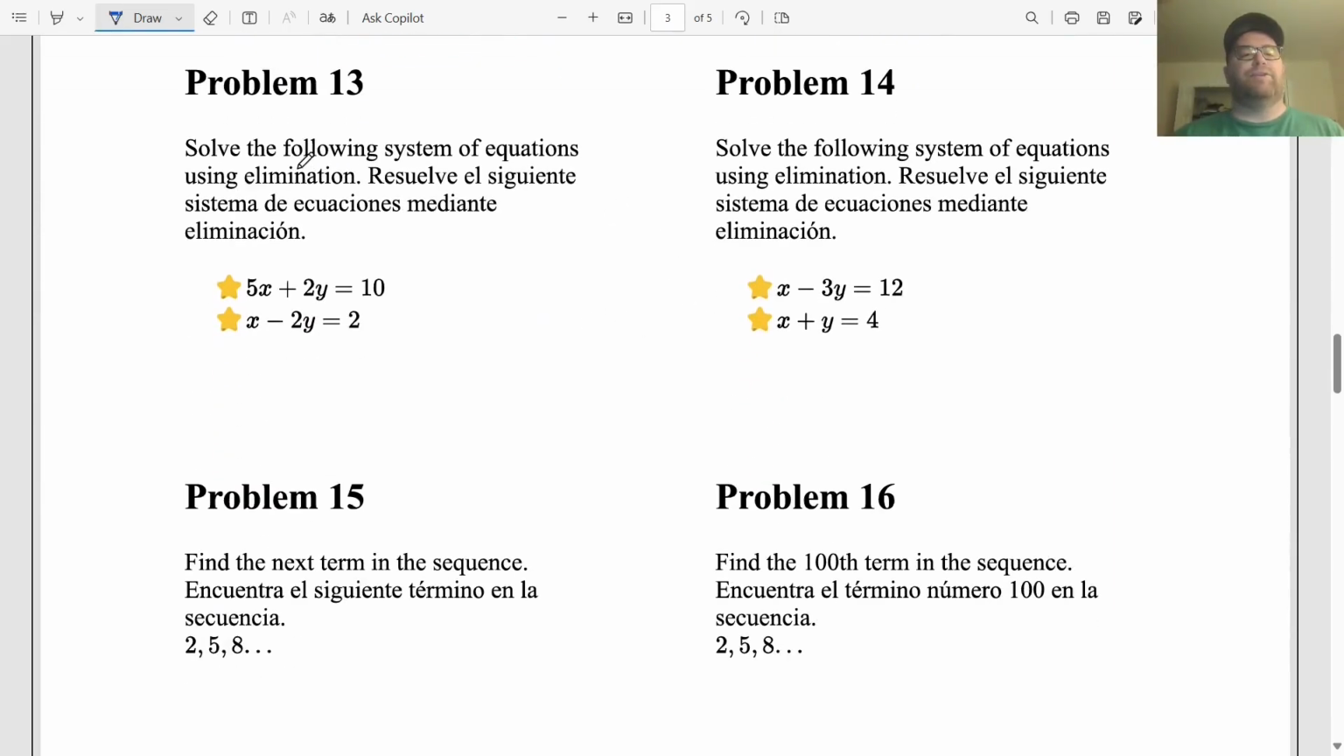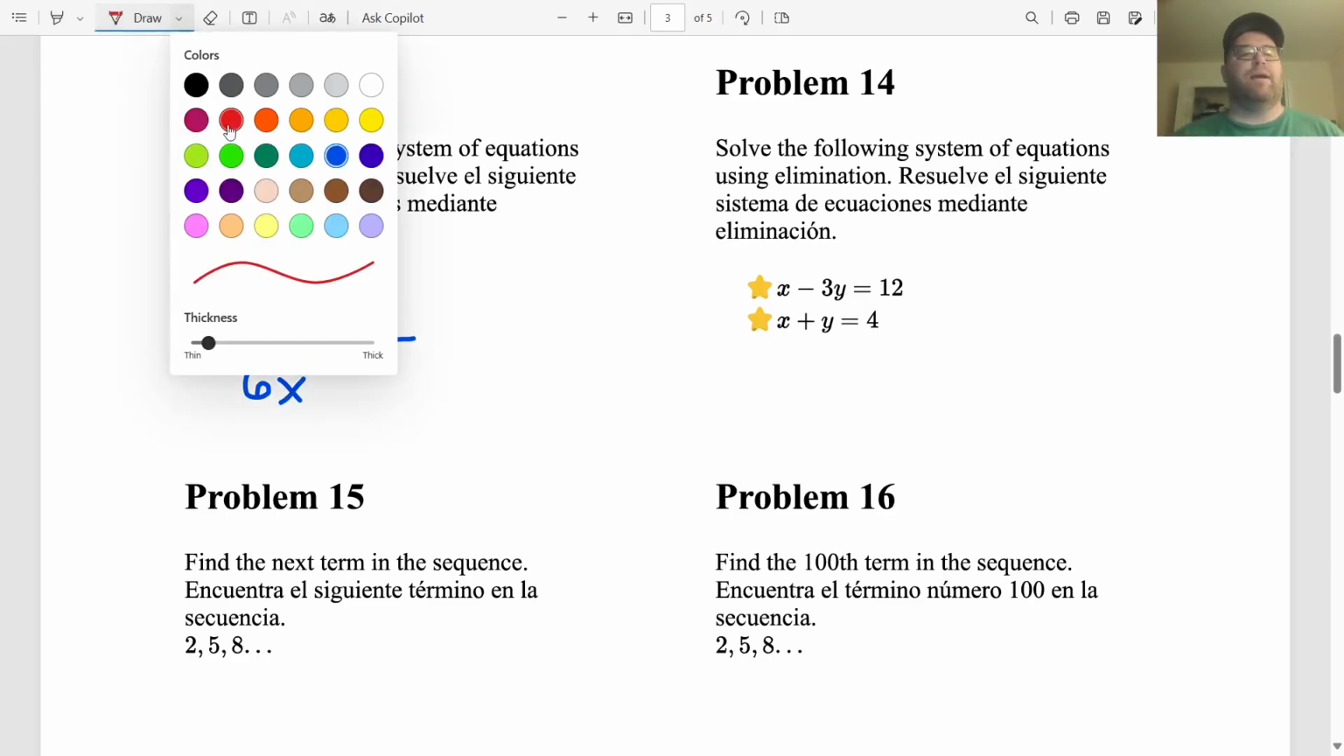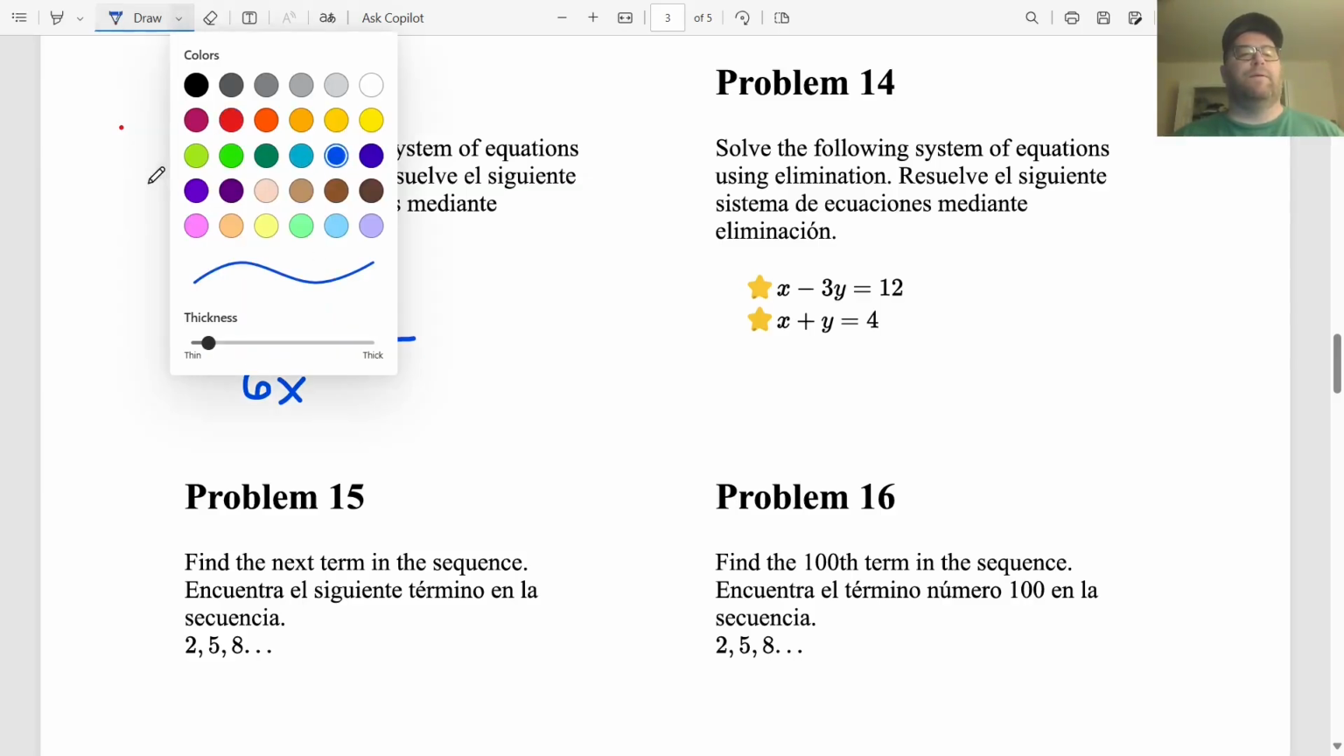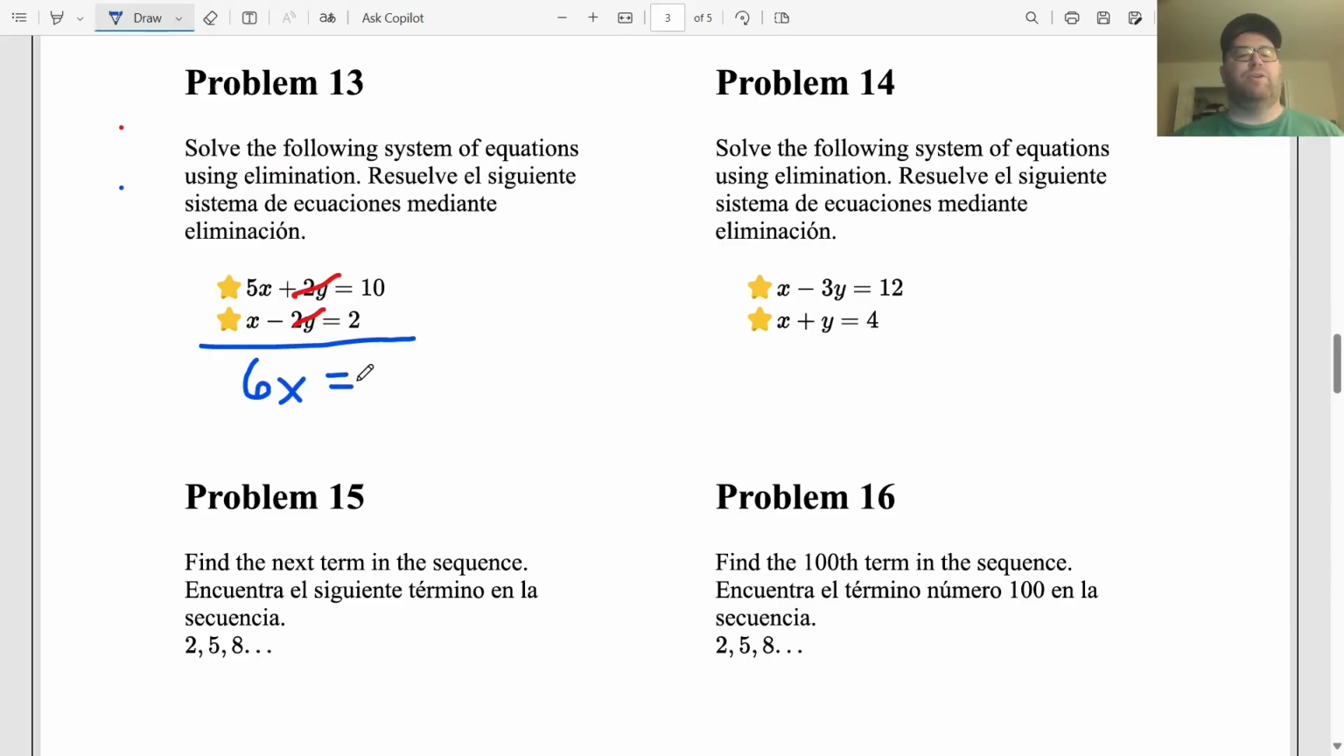Problem 13. Solve the following system of equations using elimination. Notice here we have 5x plus 2y equals 10, and then we have x minus 2y equals 2. Now what happens if we add these two equations? The 2y plus the minus 2y is going to be 0, and these are going to cancel out. So 5x plus x, that's 6x. 2y plus a negative 2y, those are going to cancel out. And then we have 10 plus 2, that's going to be 12. So we're going to get 6x equals 12.